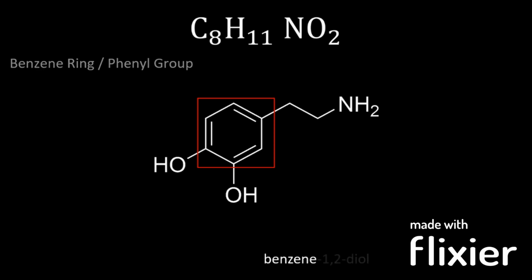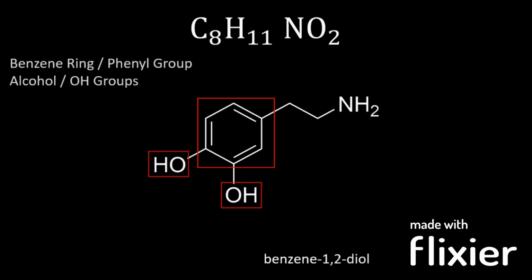Next, we notice the 2 hydroxy groups. However, because they are part of the main carbon chain, which is the benzene ring, they are not hydroxys but alcohols. In order to have the lowest sum of indexes and prioritize the OH groups, we will name these 1,2-diol.